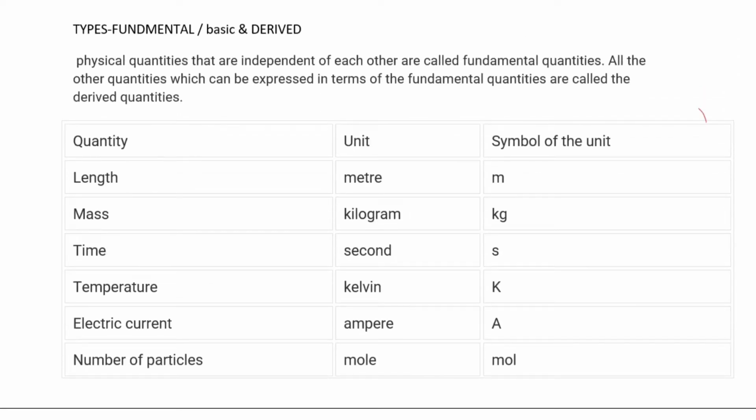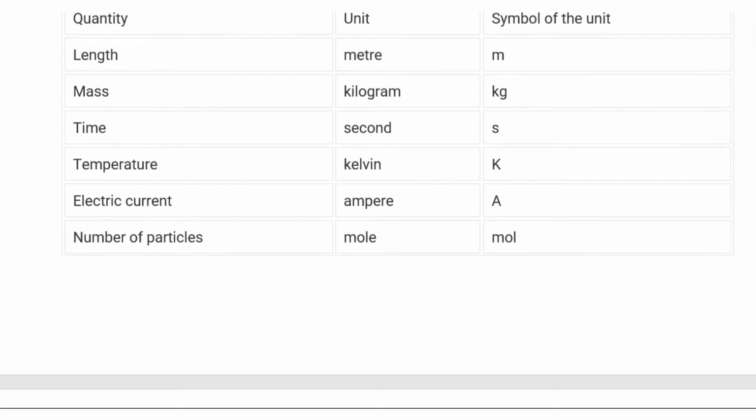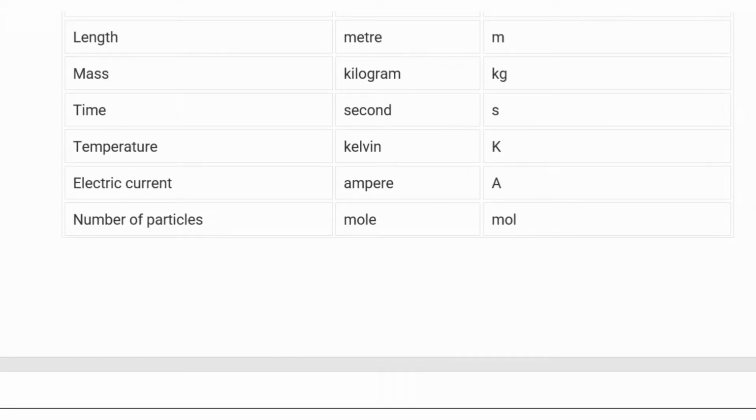The units for the fundamental or base quantities are called fundamental or base units, and the units of all other physical quantities can be expressed as combinations of these basic units. Such units are known as derived units. So, the units obtained for the derived quantities are called derived units. There are 7 fundamental quantities, namely length, mass, time, current, temperature, amount of substance and luminous intensity.